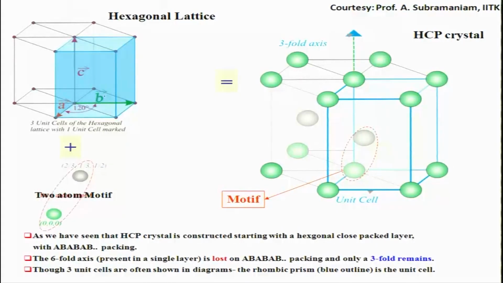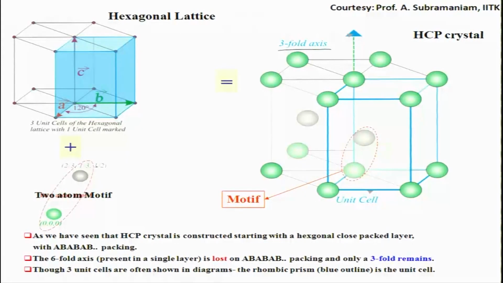with A, B, C axes in the same orientation, 120 degrees between A and B, and the motif is a combination of these two. If you rotate it, it has a three-fold symmetry. And the two-atom motif, one lies at 0 0 0, another lies at 2/3, 1/3, 1/2, or you can write it as 1/3, 2/3, 1/2, depending upon the way you look at it.